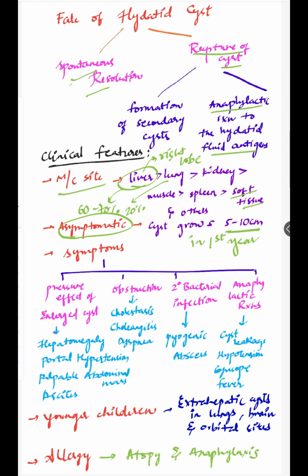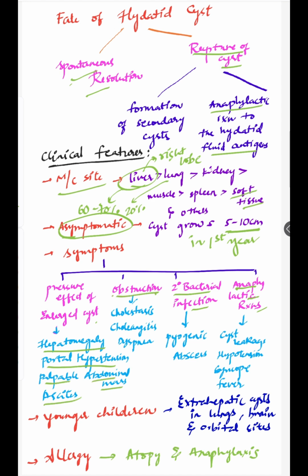And what if there are symptoms? There are four types of symptoms which we can see: pressure effect of enlarged cyst, obstruction, secondary bacterial infection and anaphylactic reactions. In pressure effect of enlarged cyst, the effects may be hepatomegaly, portal hypertension, palpable abdominal mass, and ascites.